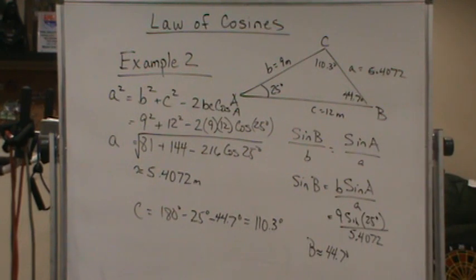Now, when solving an oblique triangle, given two sides and the included angle, so in this case, SAS, side angle side, we're going to use the standard form for the law of cosines, which is what we did here. Okay, so side angle side, we're going to use the standard form.